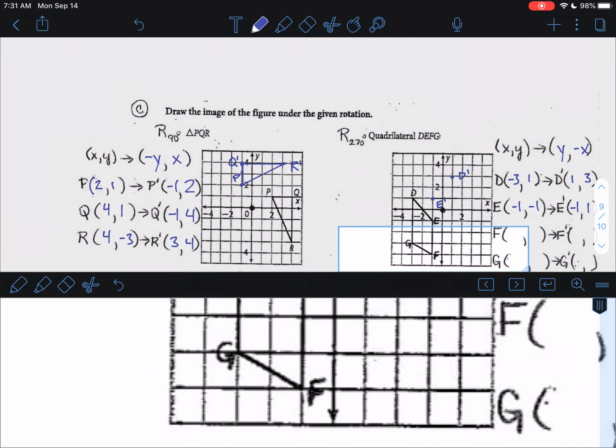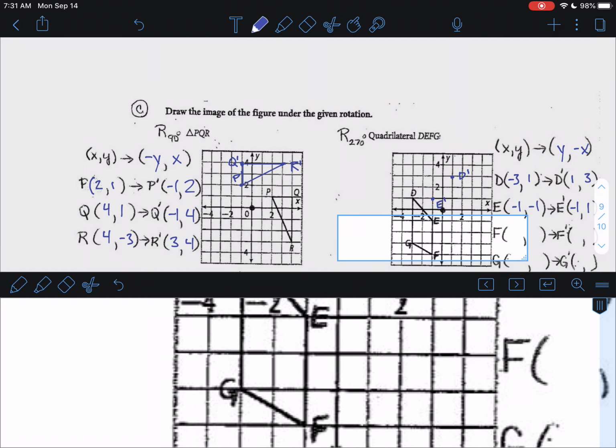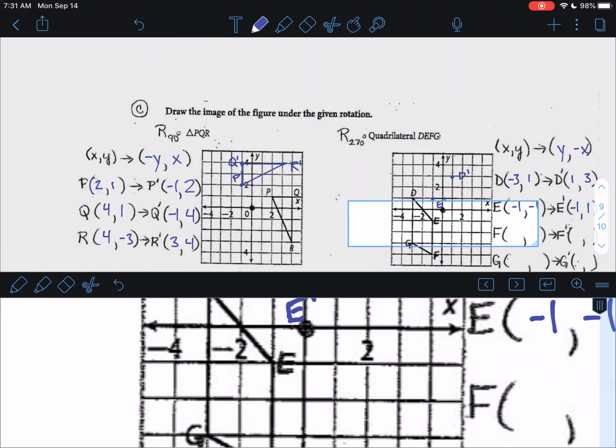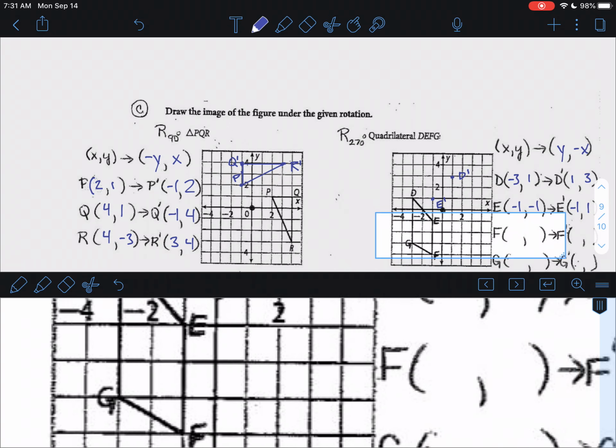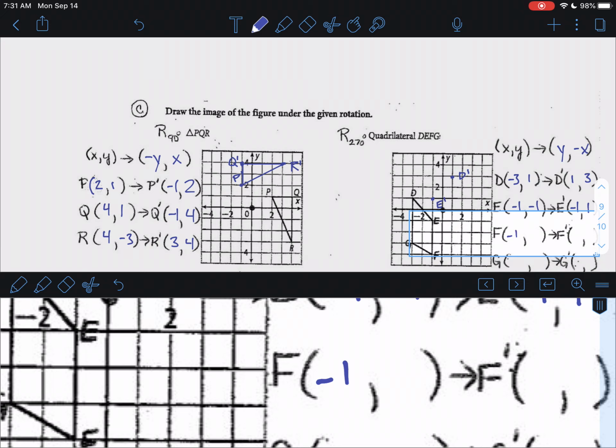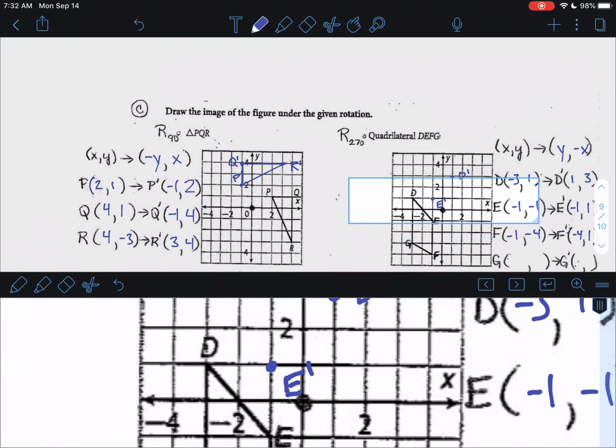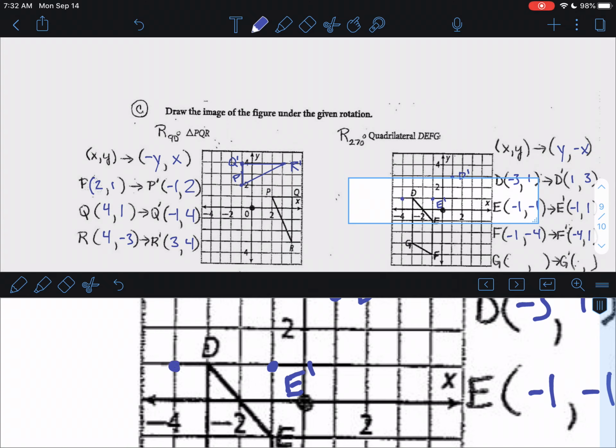Up next, we got F to F prime. F looks like it is at, what is that? (negative 1, negative 4)? Yeah, I think so. Okay, so (negative 1, negative 4). The y value of F is negative 4, meaning the x value of F prime is negative 4. And the x value of F is negative 1, meaning the y value of F prime is positive 1, which means F prime is going to be at (negative 4, 1), which is right there.